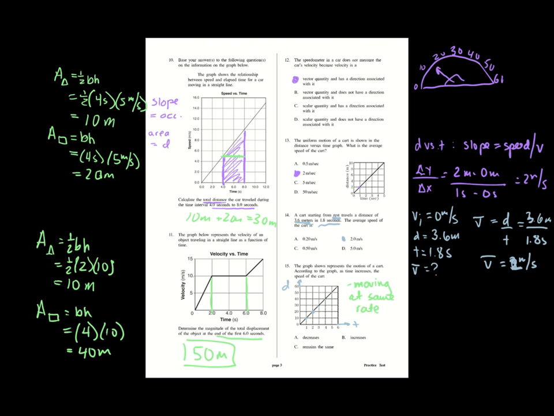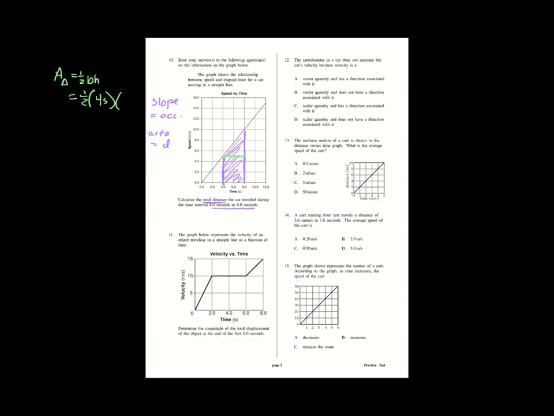That means the speed here is staying the same. Nothing's changing about the speed. It's not getting faster, it's not getting slower, it's still covering the same distance every time. It's a constant velocity, it's staying the same.